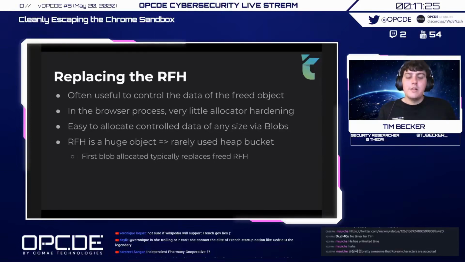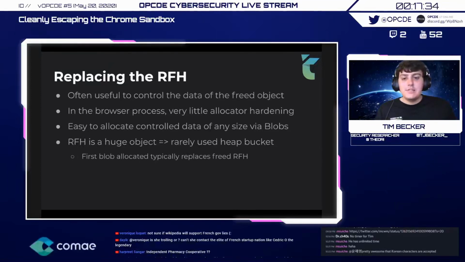And furthermore, the render frame host is a huge object. It's one of the biggest C++ objects in Chrome, which means that this freed pointer is in a very rarely used heap bucket. So unless we're creating another frame or something, it's very unlikely that this freed heap region is going to be reused by anything else. So if we just allocate a very large blob of the same size as the render frame host, it's extremely likely that it's going to replace that freed object. And now we have controlled data there.